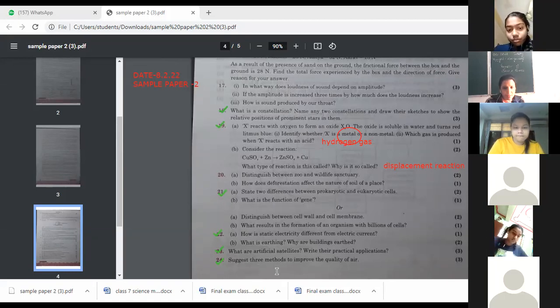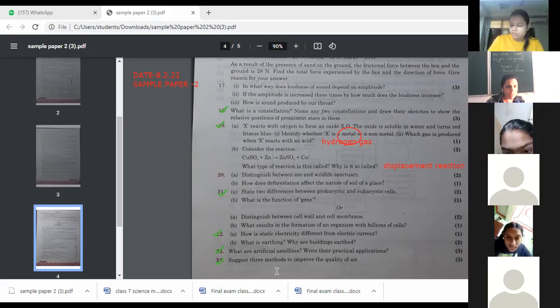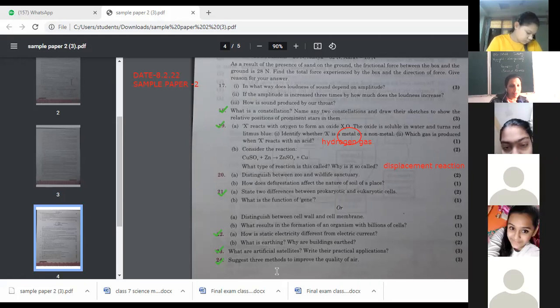Next, suggest any 3 methods to improve the quality of air. You know, the quality of air is deteriorating. It is decreasing day by day. As you have seen, there is so much pollution, and your air quality index, AQI, is also very high. So suggest any 3 ways how we can improve it.